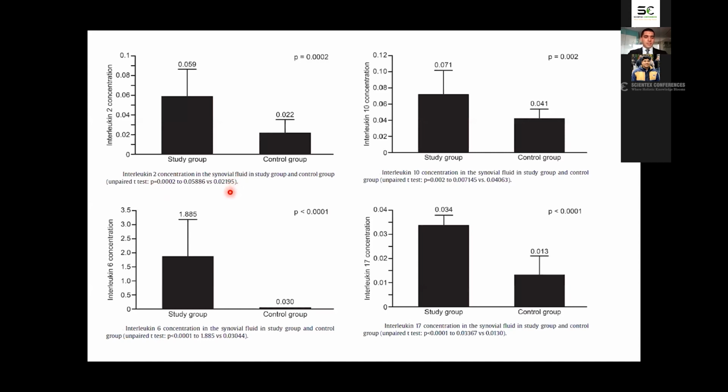Finally, the evaluation of cytokines in the synovial fluid revealed statistically significant differences in the concentrations of IL-2, 6, 10, and 17, and no statistically significant difference was observed in interferon and TGF.